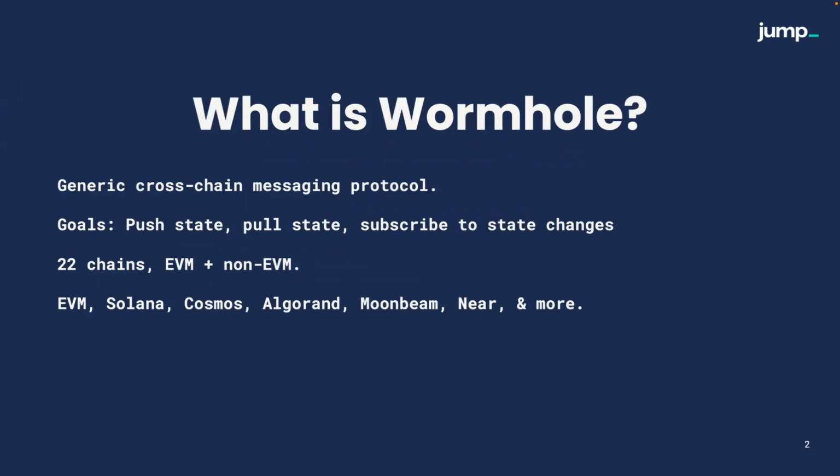And Wormhole supports 22 different blockchains. And one of the hard problems that Wormhole solves is that it supports both EVM and non-EVM chains. So Wormhole supports Solana, Cosmos, Algorand, Moonbeam, Near is up there as well. All of these ecosystems are connected through Wormhole.